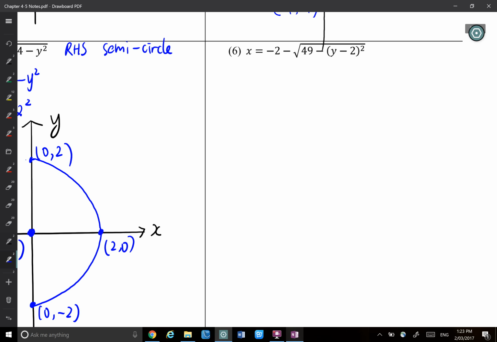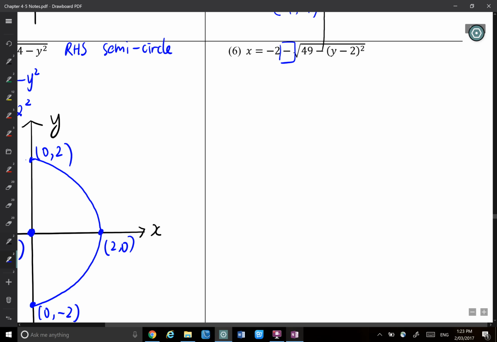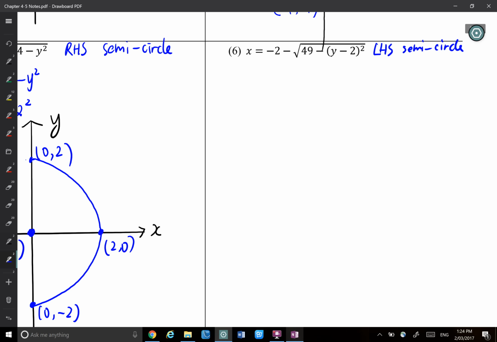So first of all, this is under the square root is a quadratic, so must be a half circle. And second, x is the subject, so it must be a left hand side or right hand side semicircle. Okay, left or right. And I have a negative sign in front of the square root. That must be a left hand side semicircle. Okay, make sense? Semicircle first, x to be the subject. You can only choose from left or right. And it's a negative square root, so must be left.